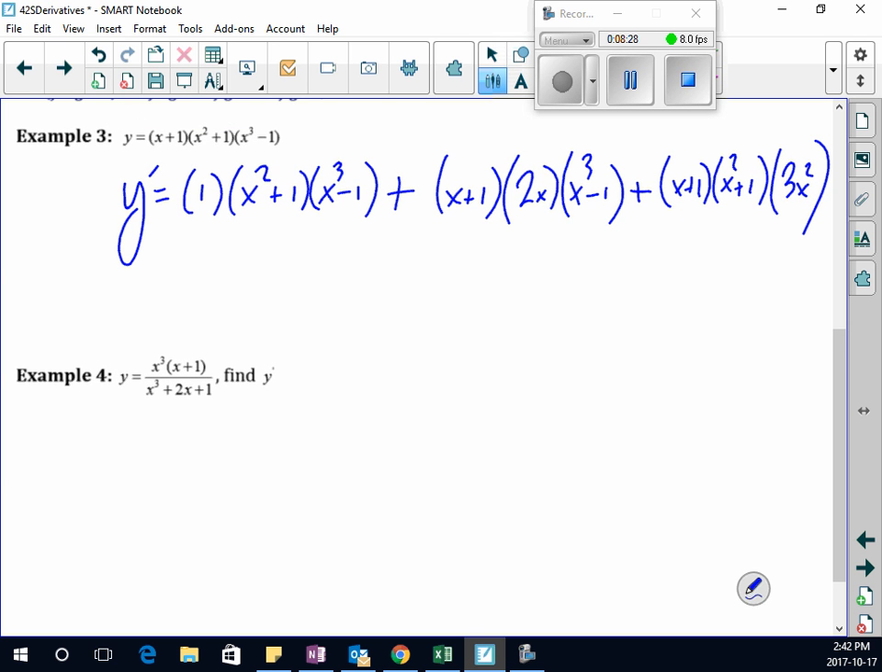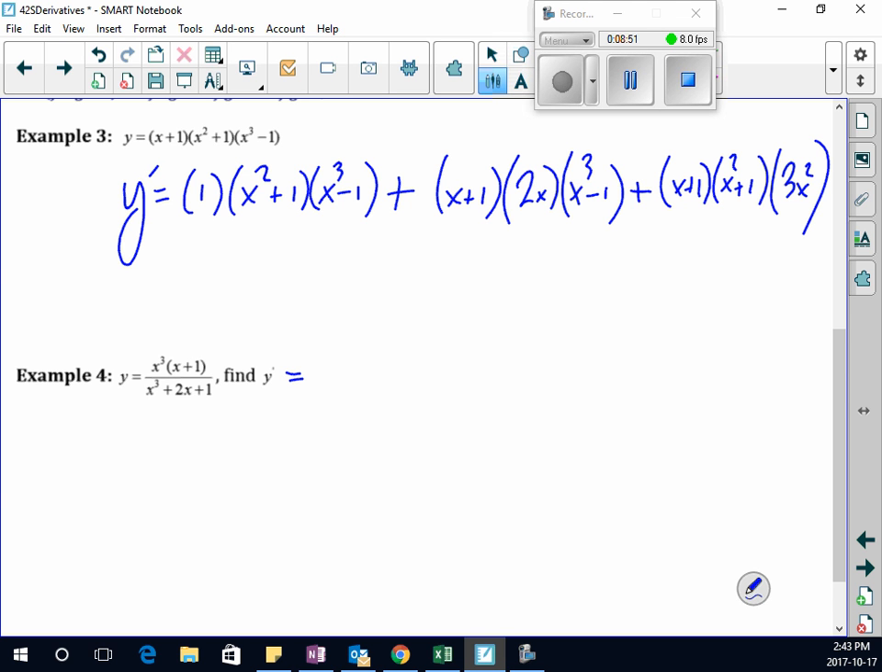Quotient. So, there's a quotient rule. However, the top has a product. So, not only do we have to do the quotient, but we have to do a product at the same time. Okay, so that's okay. It's not as hard as you think. You just have to keep track of stuff here.